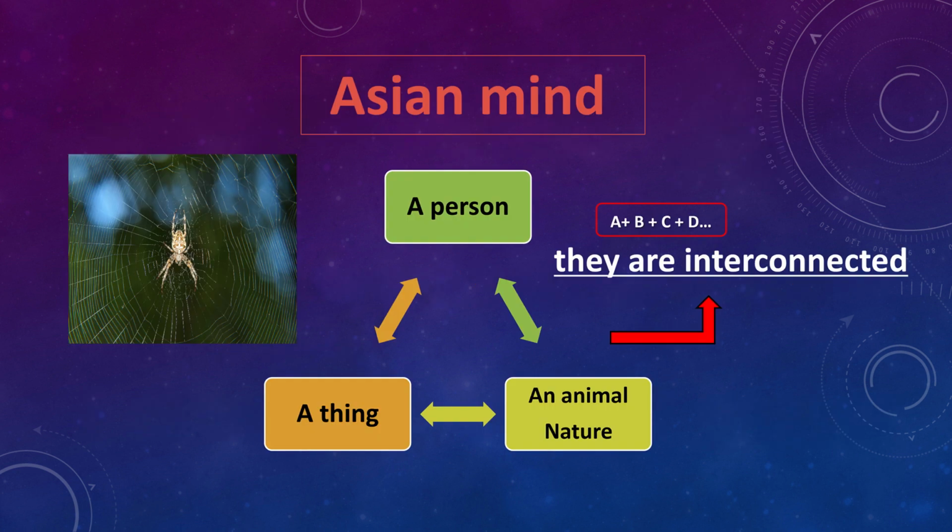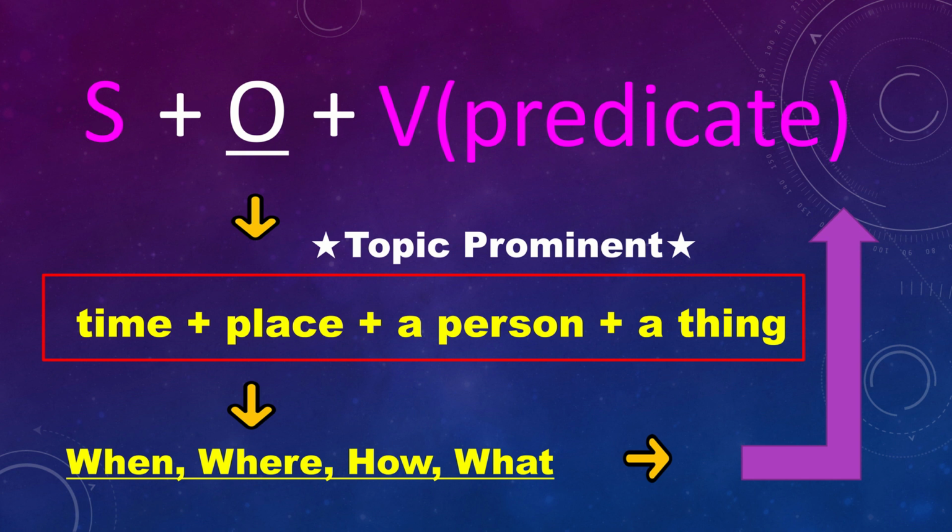But unlike English, in the Asian mindset, they focus on the matter, like a person, a thing, an animal, nature. They are interconnected, like noun A, noun B, noun C, noun D, a group of nouns, interconnected like a spider's web. So in the Korean language, the object is the prominent component.